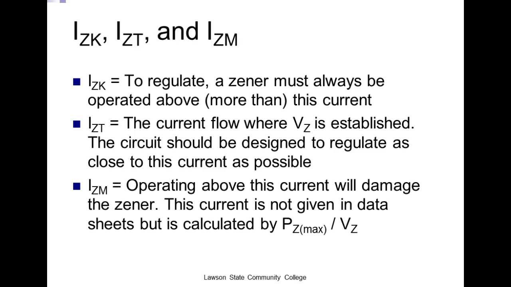IZT is the current flow through where VZ is established. The circuit should be designed to regulate as close to this current as possible. IZM is the maximum current; operating above this current will damage the Zener. The current is not given in data sheets, but is calculated by I is equal to P over V. We've used that formula a few times. So there's the power formula.